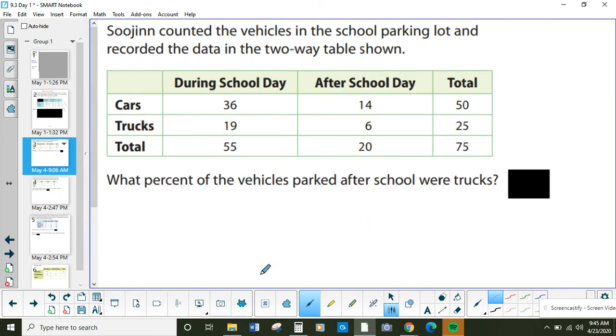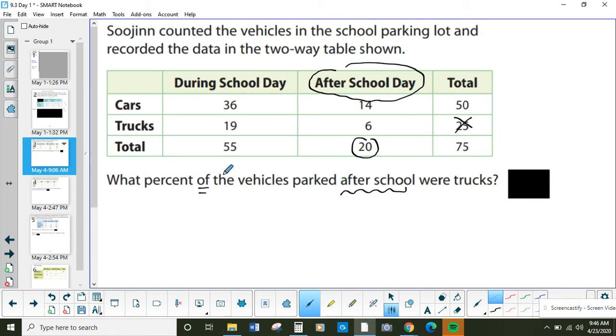Let's read the question and figure out how I would know that on the quiz. So it says, what percent of what? Vehicles parked after school. That's where your total comes from. So you should focus on after school and get your total from here and not from here for this question. There are questions where you would get your total from here, but not this time. Why? Because of the way the question reads.